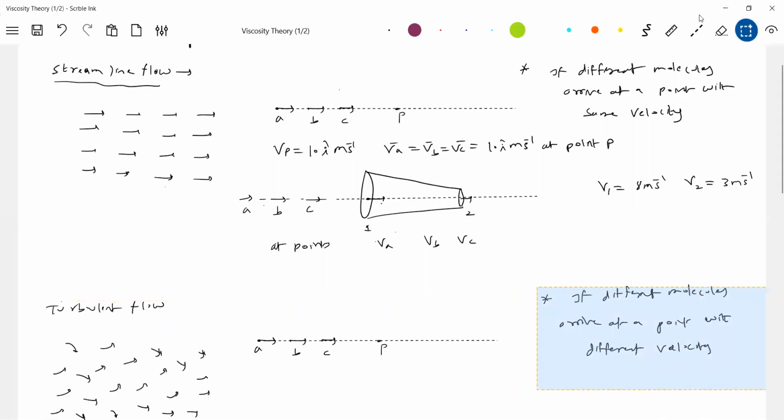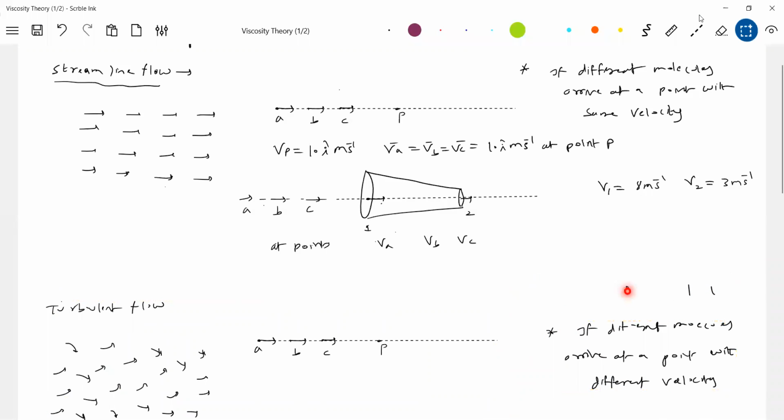Go back to the streamline. At point 1, what should be the speed of particles? This will be 8 meter per second. Let me write it here. At point 2, the speed of particles should be 3 meter per second, 3 meter per second, 3 meter per second. Then only it is said to be streamline flow.